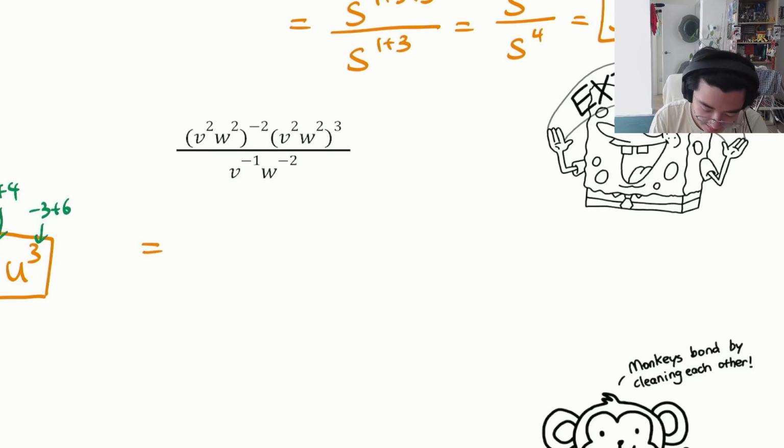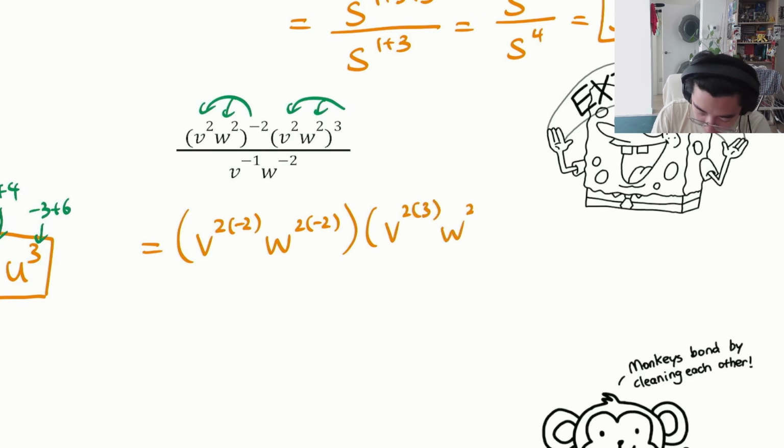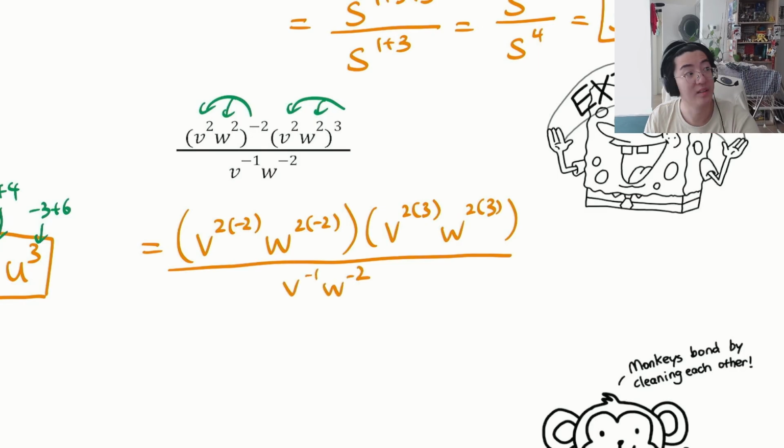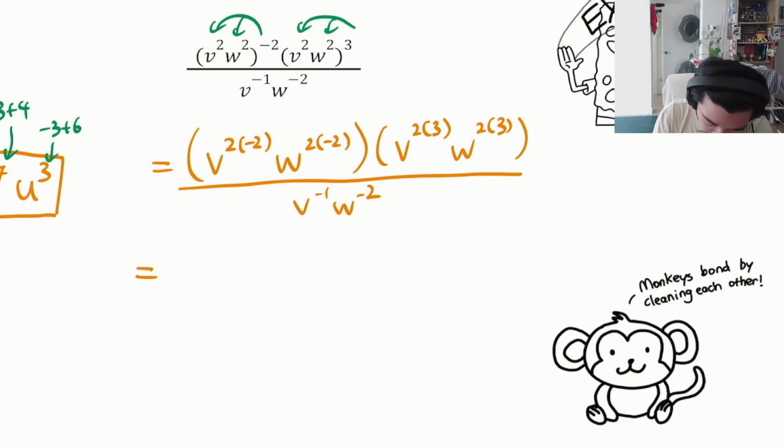Ultra extending, if you will. First things first, make sure all the exponents outside the bracket get into the bracket. So we got v with 2 times -2, w with 2 times -2, v with 2 times 3, w with 2 times 3. All of this over v to the -1 and w to the -2. We multiply all that out. V to the power of -4, w to the power of -4, v to the power of 6, w to the power of 6. All of that over those two.